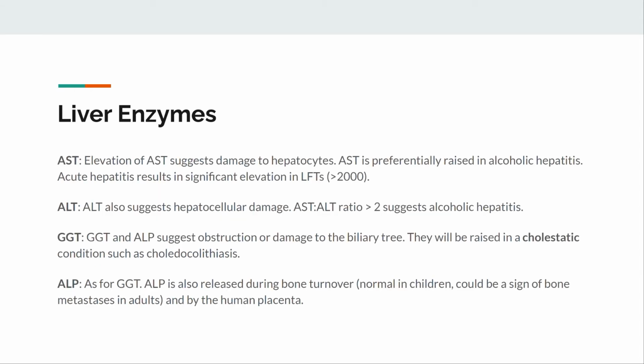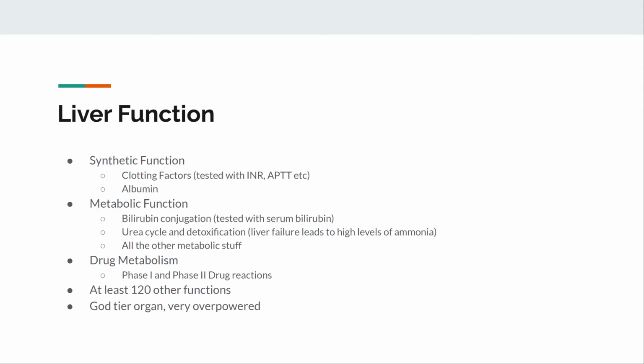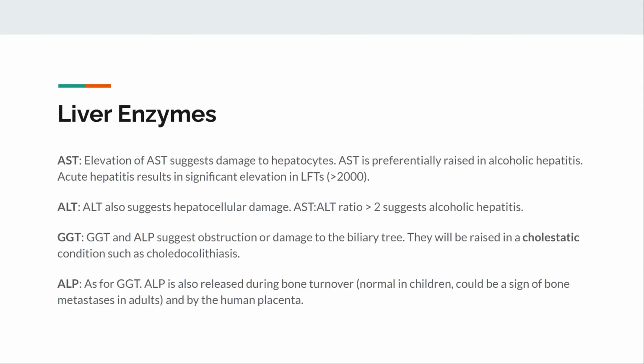Liver enzymes. So liver function, liver enzymes. Liver enzymes are the AST, ALT, GGT, ALP. AST and ALT generally reflect hepatic damage, where AST is preferentially raised in alcoholic hepatitis. And in acute hepatitis, AST and ALT will be very high.